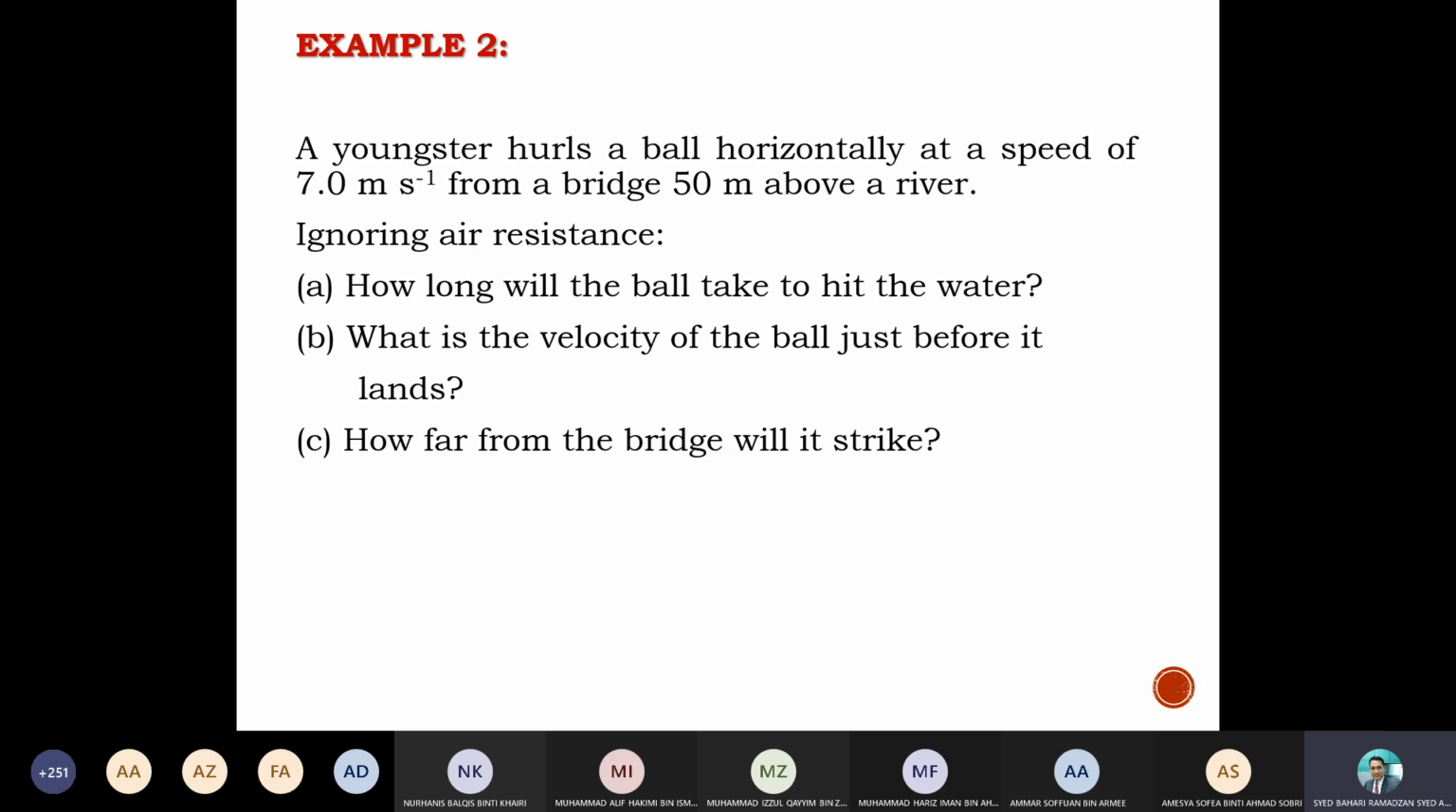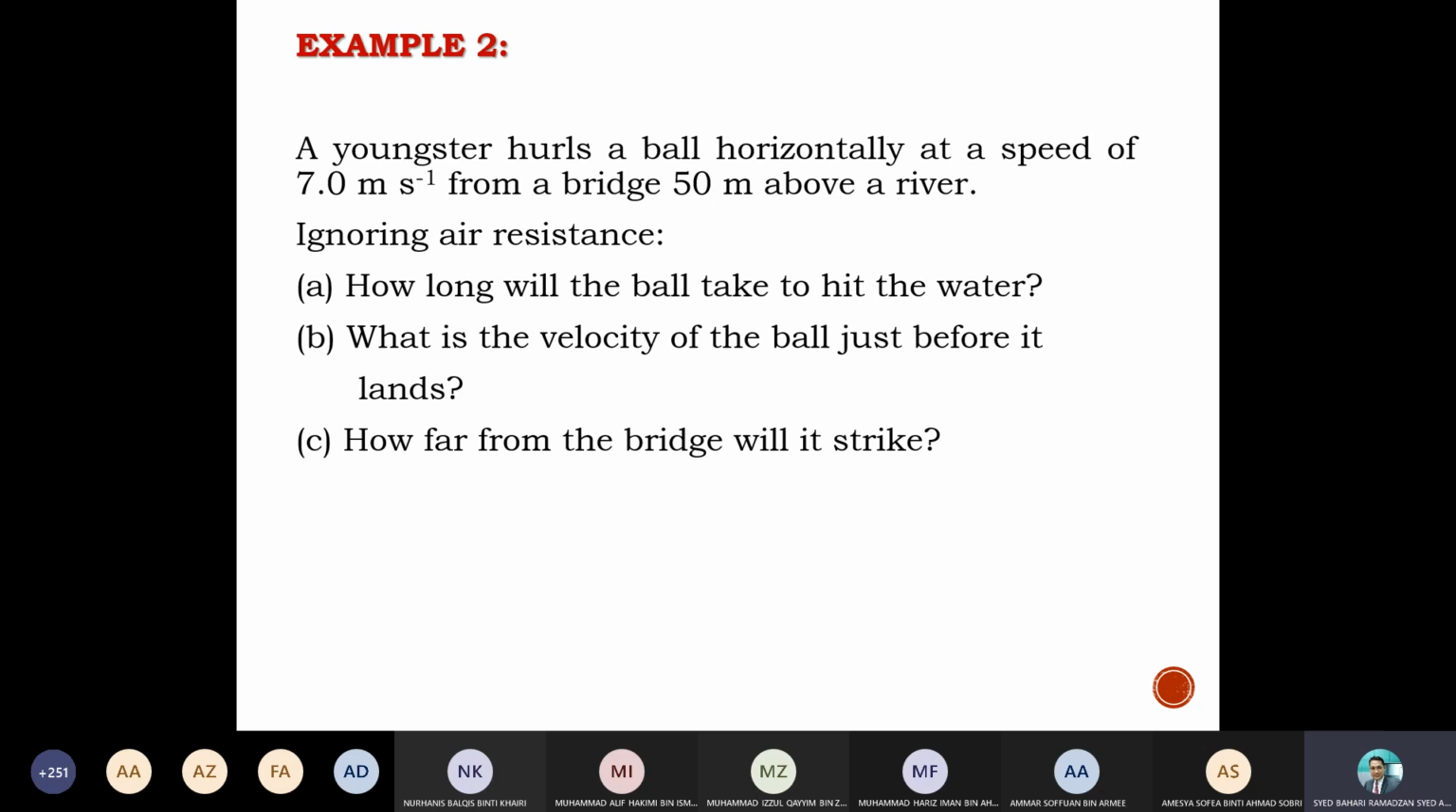And then the question: how long will the ball take to hit the water? That's time. And then B: what is the velocity of the ball just before it reaches the water? This is what I mentioned earlier. So it's the final velocity. Before it reaches the water, the question needs us to calculate the final velocity. You have the final velocity x and the final velocity y, so you need to combine them to get the magnitude of the final velocity. And then how far from the bridge will it strike? This is S for x.